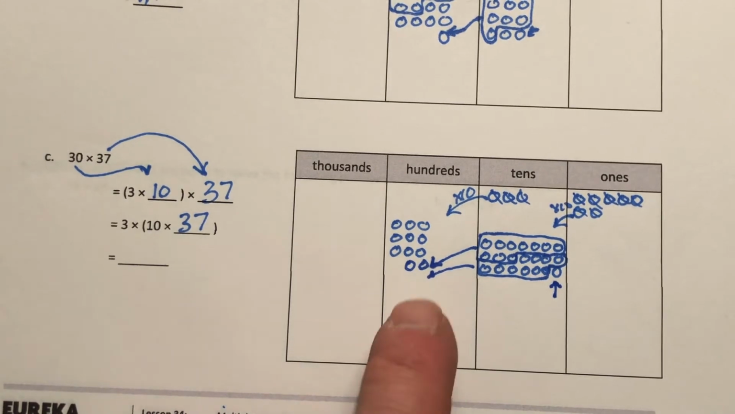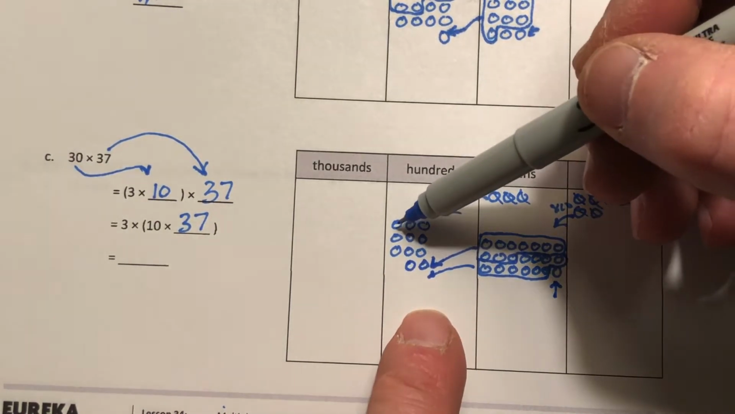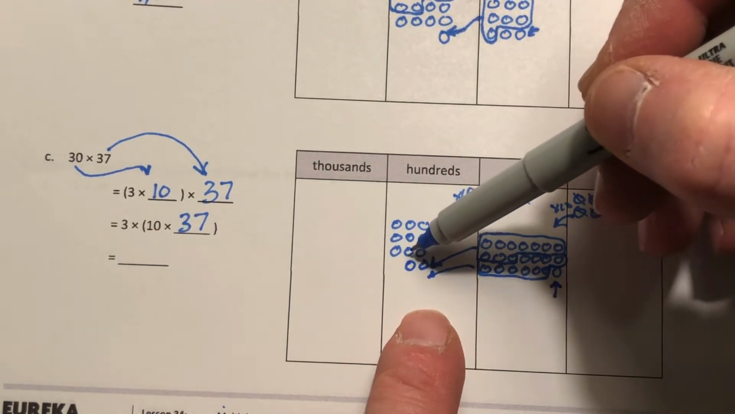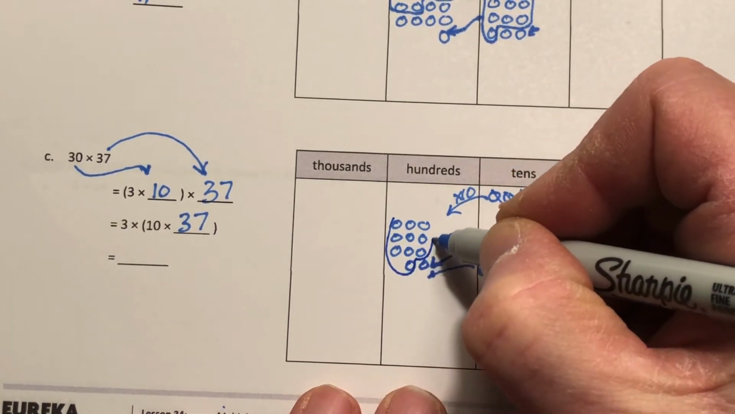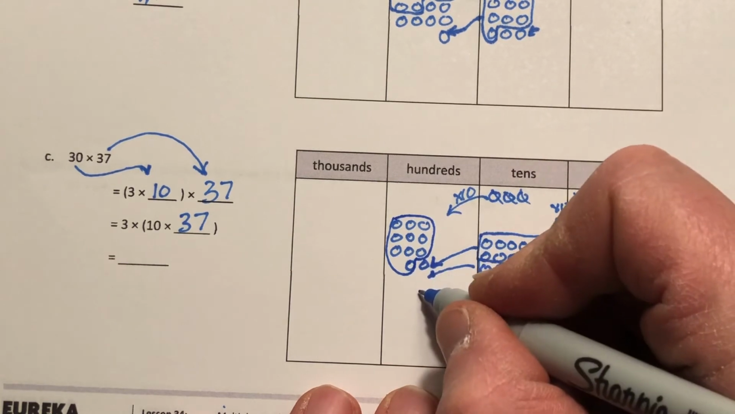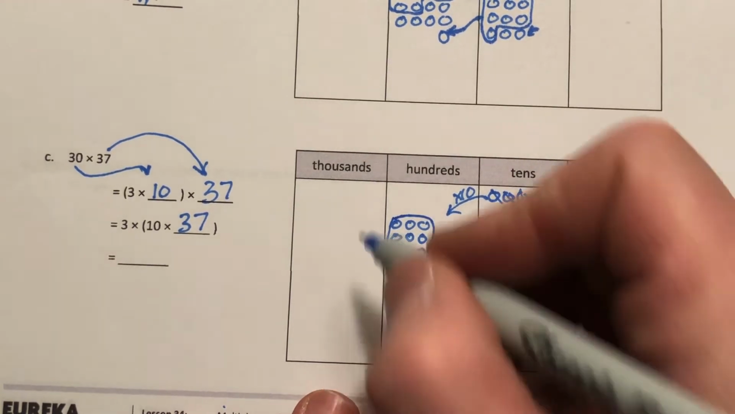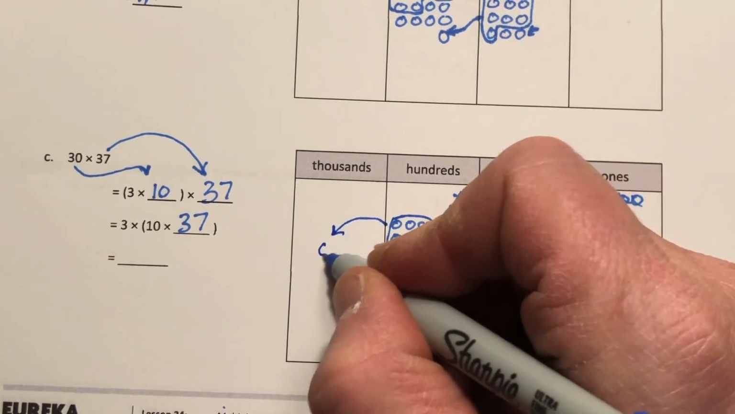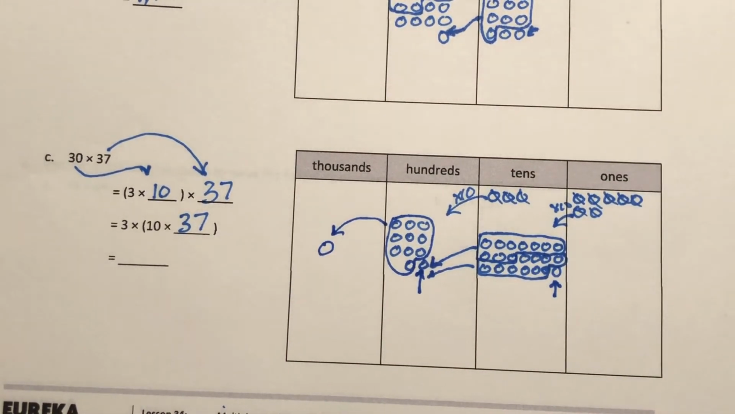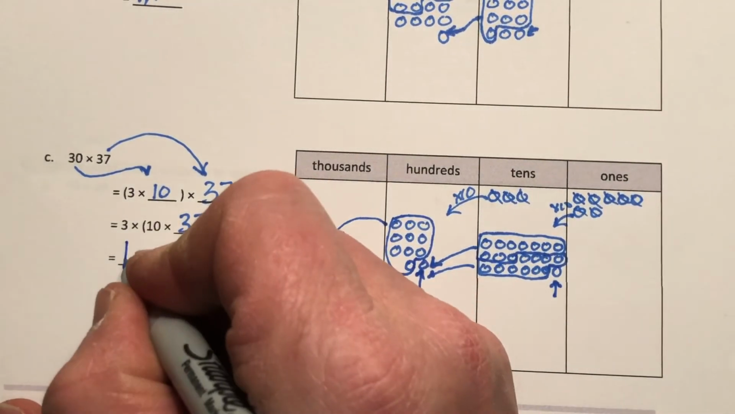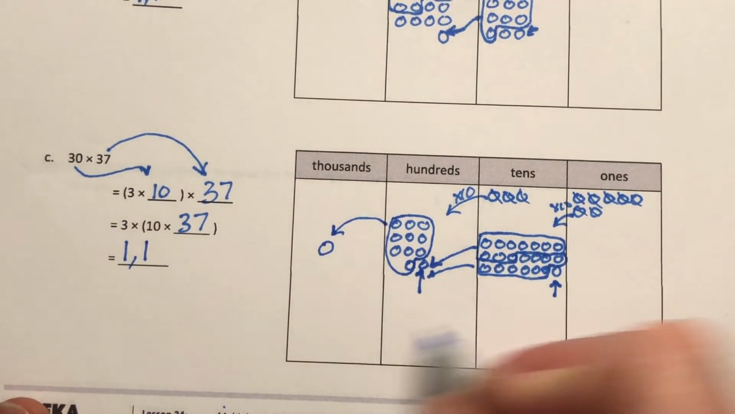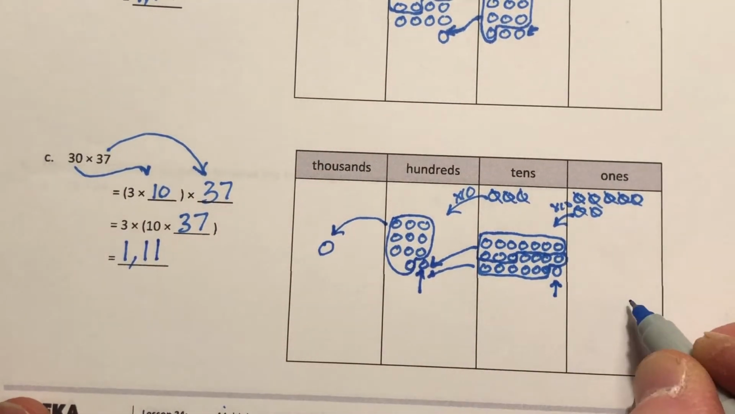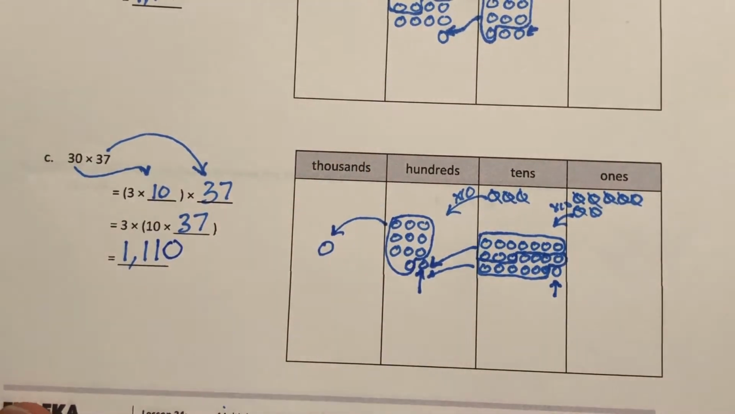Okay, so now my hundreds. 1, 2, 3, 4, 5, 6, 7, 8, 9, 10. There's 9, 10, good. So I got that guy left. And this comes over and just makes 1,000. And that's what I have left. So I have 1,000, 100, 110, and 0 ones. Check that out.